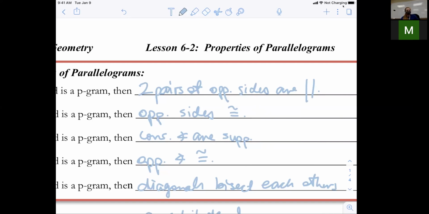When you're done, I want you to flip over and look at the first problem on the back because I'm going to need help on that. When you're done, flip over, look at the first problem on the back.